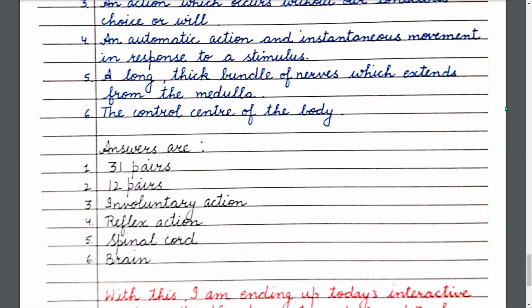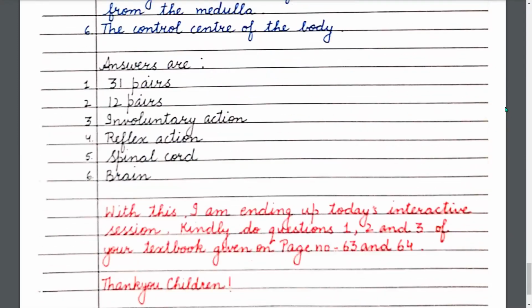Answers are: Number 1, 31 pairs. Number 2, 12 pairs. Number 3, involuntary action. Number 4, reflex action. Number 5, spinal cord. And number 6, brain.